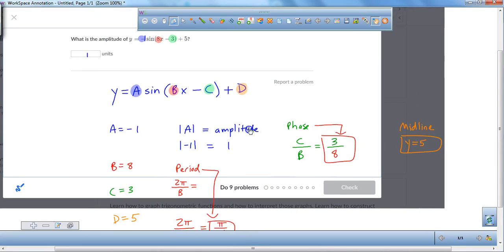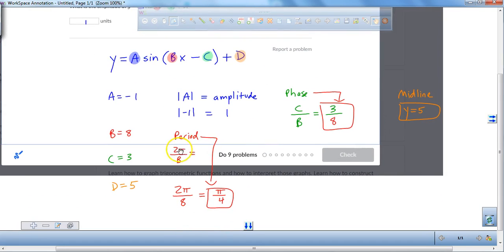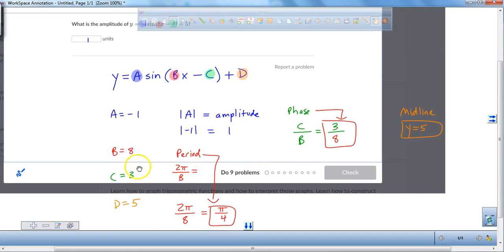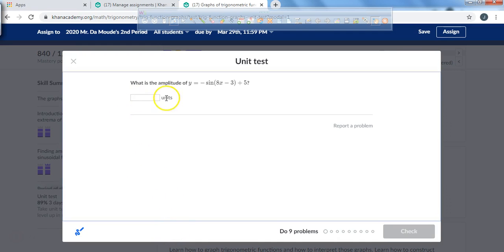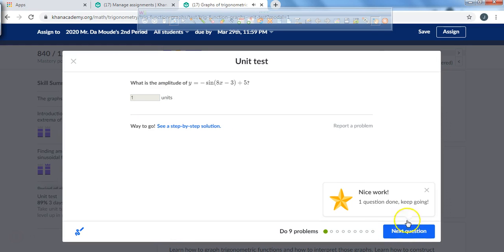I just want to make sure you guys know what A, B, C, and D help you find. A helps you find your amplitude because the absolute value of A is your amplitude. B helps you find your period because 2 pi divided by B will always equal the length of your period. All right. The C value helps you find your phase shift along with the B value because it's C divided by B. And last but not least, the midline is just whatever the D value is. It's y equals 5. All right. There we go. Let's go over here. Amplitude is simply 1 unit long. And we go on to the next question.